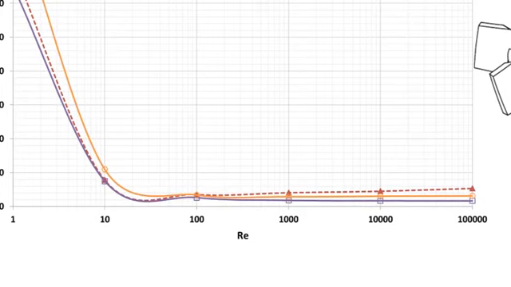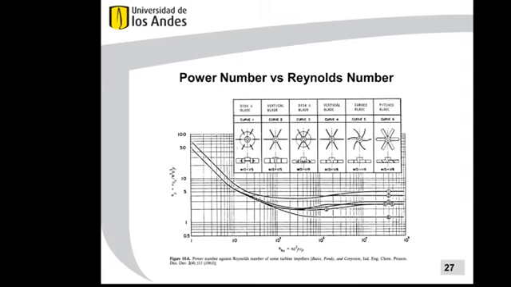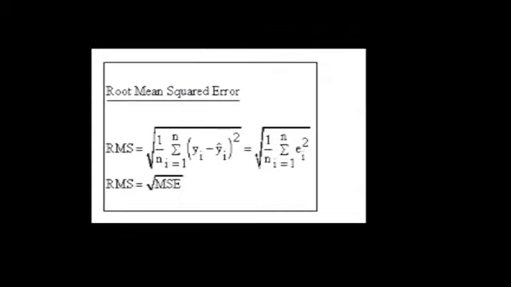Using the MATLAB curve fitting tool, this model could be obtained. This is the theoretical curve for many impeller types, and the behavior shows that the simulated results are accurate. Despite the similarities, some errors can be found in these graphs, and this is the root mean square error, and this could explain why there are some differences.